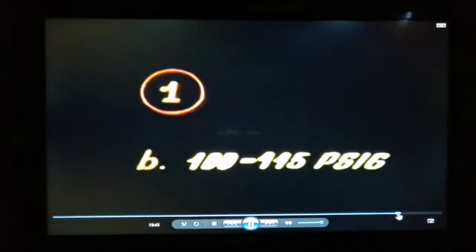Pressure, number 1, the answer is B. Pressures used in power plants today average 100 to 115 psig.